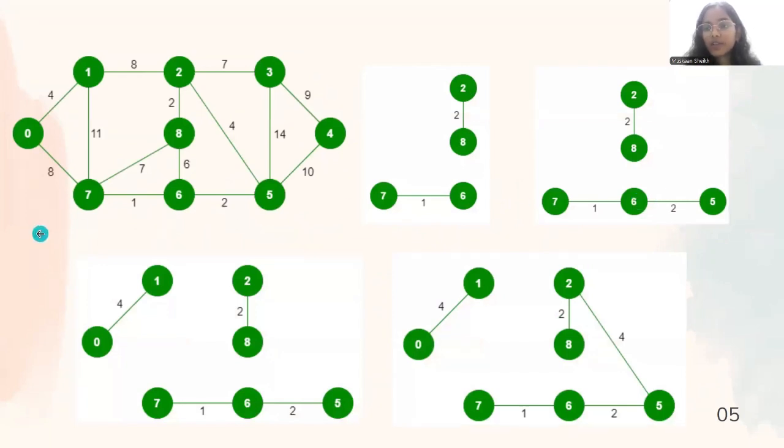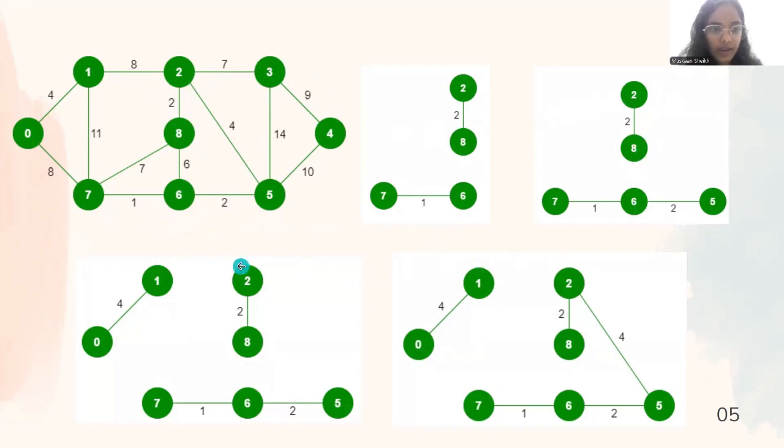So first step is to find the smallest edge. The smallest costing edge is 1 here, which connects 7 and 6. So first we'll connect 7 and 6 and put the weight 1. Now we'll check for the second smallest weight. Here it is 2. So we can see that here 2, it is connecting 2 and 8, and at the same time it is connecting 6 and 5. So we will join 2 and 8 and 6 and 5.